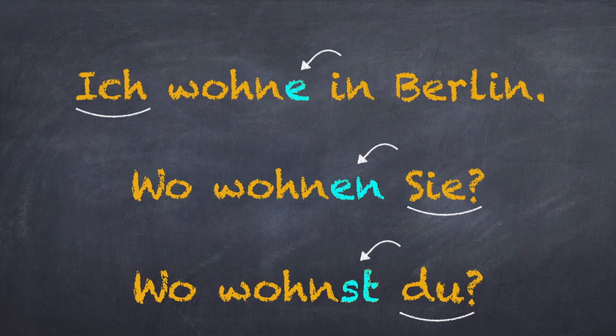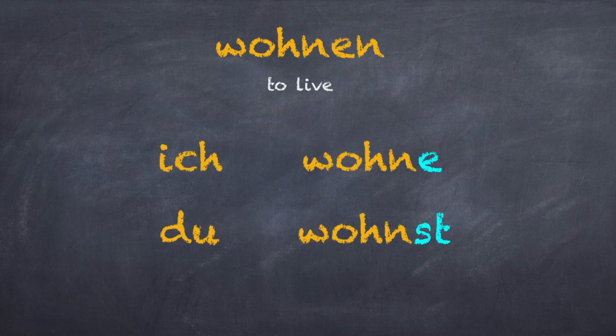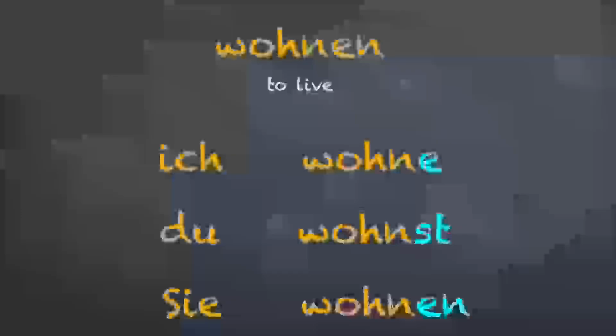The ending with ich is e. With sie is en. With du, it's st. Let's pick up the verb once again. Wohnen. This is the infinitive form of the verb. That means the verb is not conjugated. When we conjugate this verb, it looks like this. Ich wohne, du wohnst, sie wohnen. The conjugation for sie is the simplest because it's the same as the infinitive form of the verb.